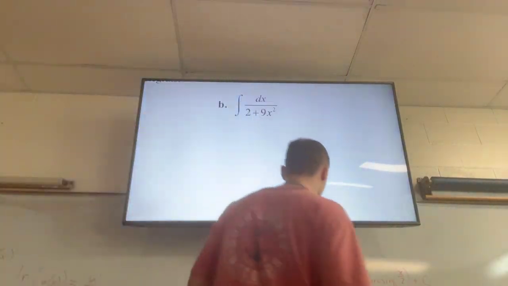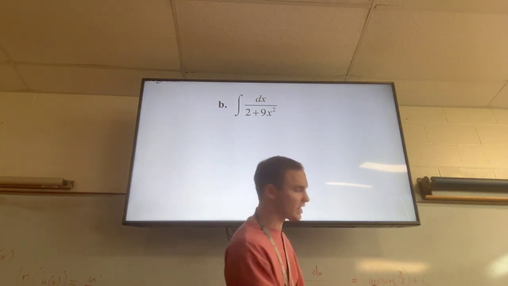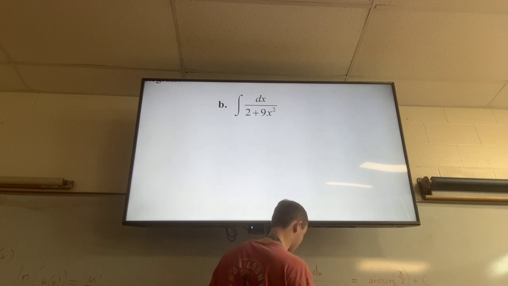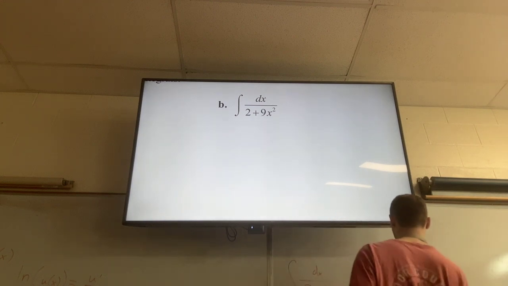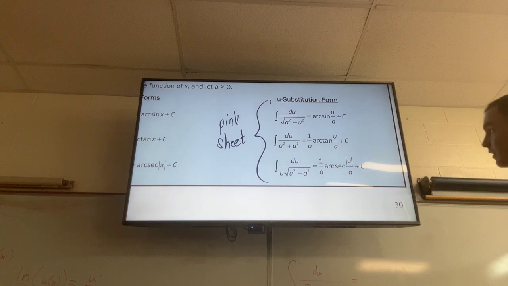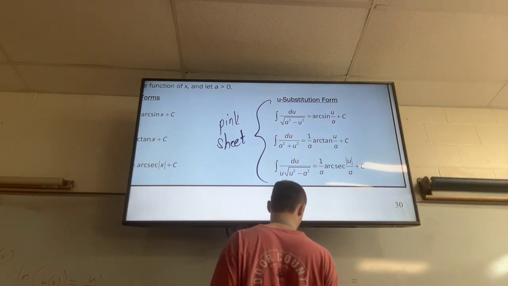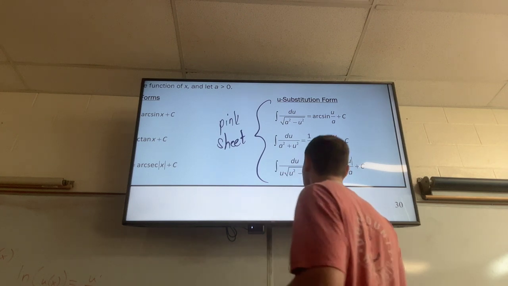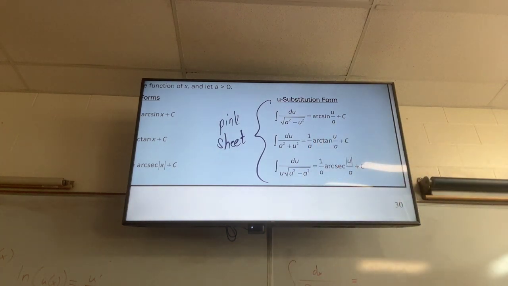Let's do another one. Okay, dx over 2 plus 9x squared. Pulling out my formulas here, which formula does this problem look the most like? It looks the most like arctan. What's my a going to be? Square root of 2. What's my u going to be? 3x.